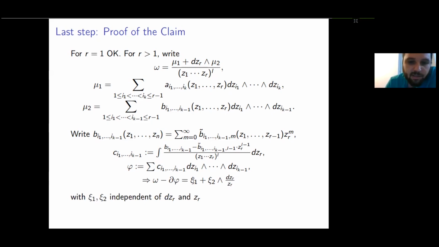And here, chi1 and chi2 will turn out to be independent of dCr and also of Cr. Furthermore, they will be closed forms, closed meromorphic forms. And finally, by Künneth theorem, it will imply that since this is exact in the de Rham cohomology, each of these closed forms also must be exact in the de Rham cohomology. And so the theorem will follow by induction, because these meromorphic forms depend now just on r-1 variables.